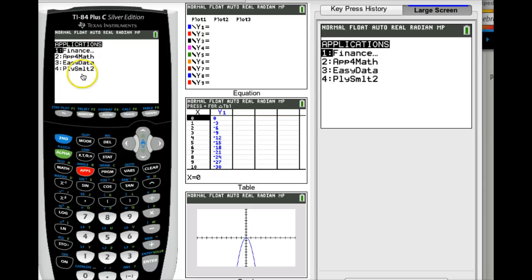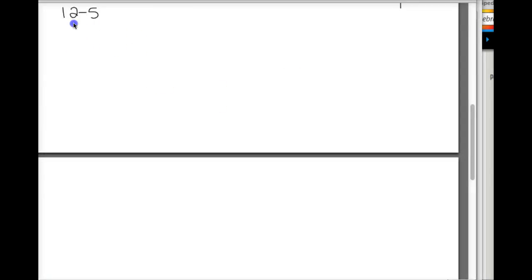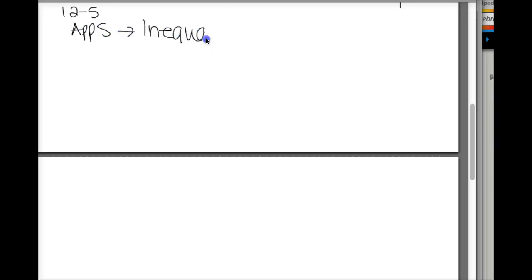And look, scroll down in your apps and see if you have one that is named, so I'll write this down, apps, and then its name is inequals with a Z. If you have that in your apps list, then scroll down to it and press enter over top of it, and it will start running the app. Now, obviously, I can't show you what that looks like because mine doesn't have it.